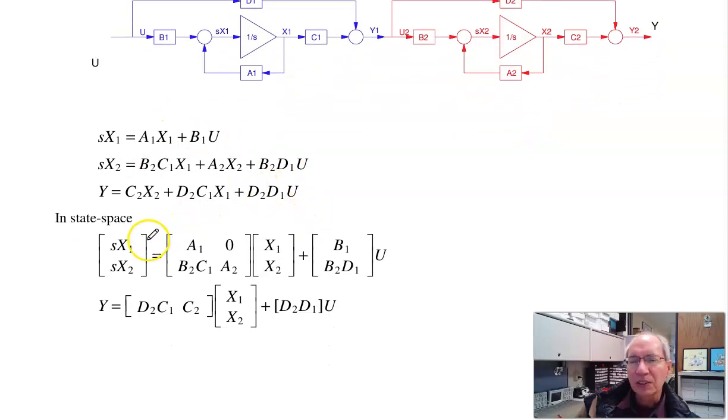So putting it all together, here's your new A matrix, new B matrix, C matrix, D matrix. That's how you cascade systems in MATLAB. The new system is a function of the old system.